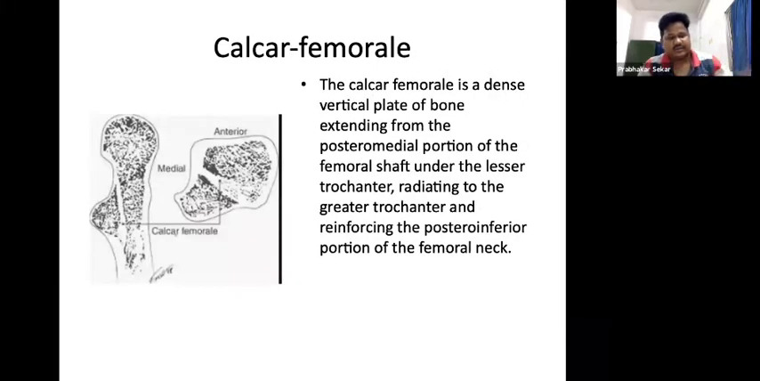Then calcar femorale. Calcar femorale is a dense vertical plate of bone. You can see the bone; this is the posterior aspect and this is the anterior aspect. In the posterior aspect is a vertical plate of bone extending from the posteromedial portion under the lesser trochanter, radiating to the greater trochanter, reinforcing the posteroinferior aspect of the femoral neck. This is very useful, and it has to be addressed before planning for arthroplasty.